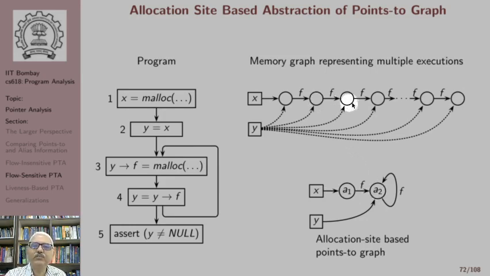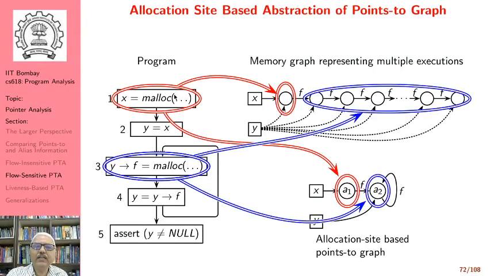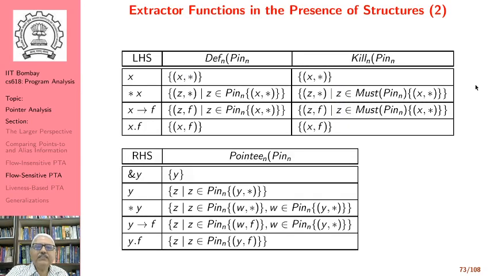So this is A2, this is A2, this is A2, and there is an edge from A2 to A2 on F. So we get this particular points-to graph. Note that this A1 represents this allocation site and A2 represents this allocation site and all these points. So with this, now we are equipped to define extractor functions in the presence of structures, and they are pretty much defined along the same lines as they were defined before.